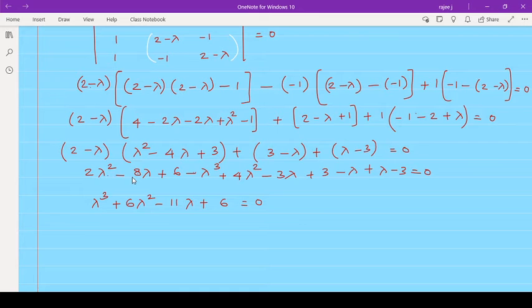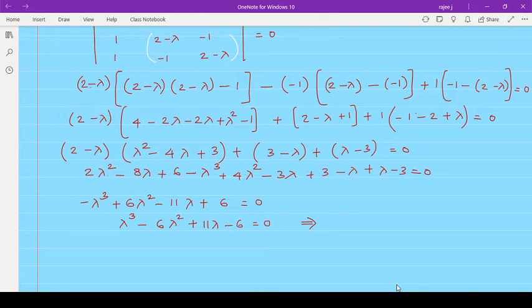Now we need to simplify this one. We need to simplify means we need to get the answer for lambda. Lambda equal to what, the values, eigenvalues we need to get. So here it is minus lambda cube plus 6 lambda square. Now multiplying throughout by negative, lambda cube minus 6 lambda square plus 11 lambda minus 6 equal to 0. This is the characteristic equation.